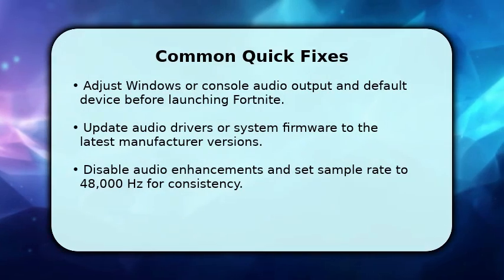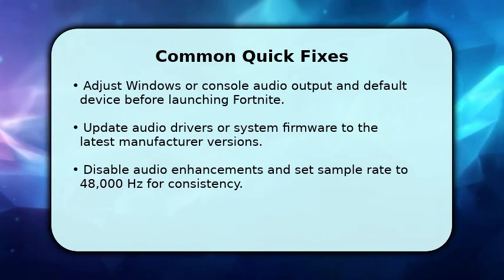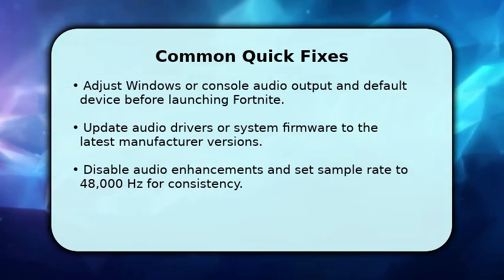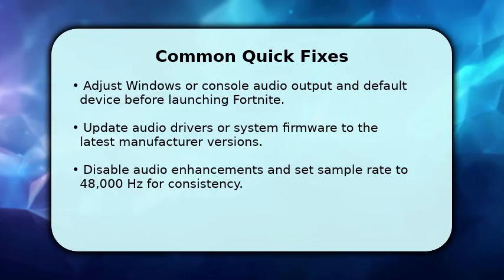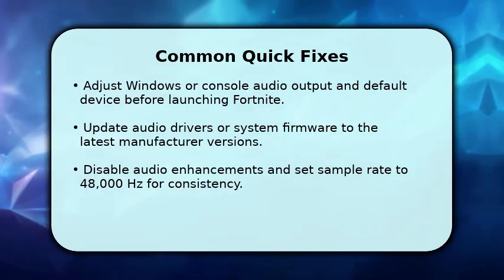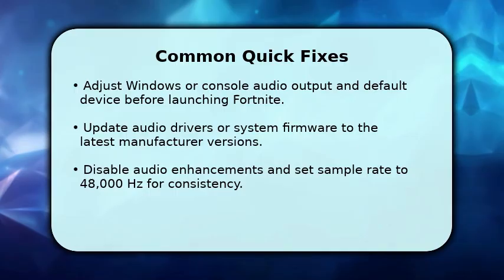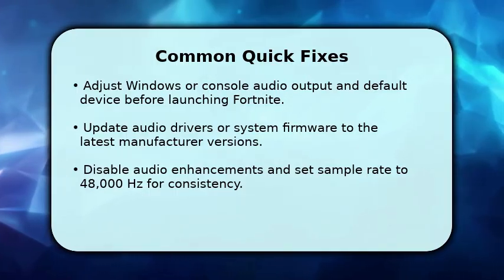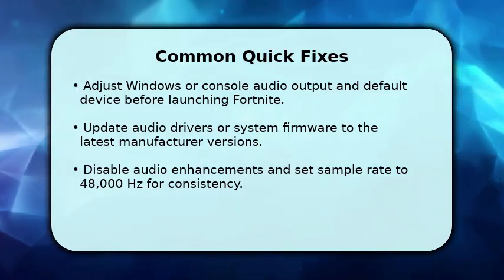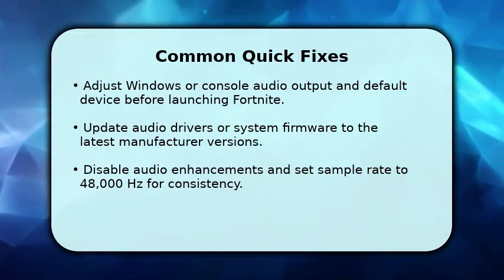On PC, open sound settings and set the default output device before launching Fortnite. Disable audio enhancements and set the sample rate to 48,000 Hz for game compatibility. Update your audio drivers or console firmware using official manufacturer tools.